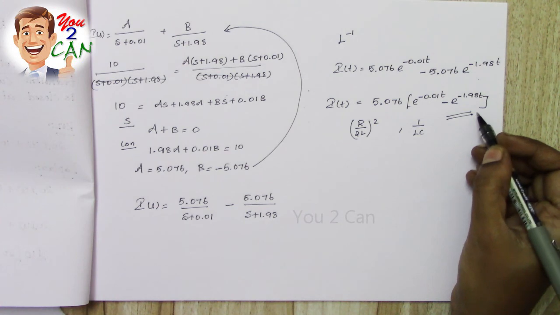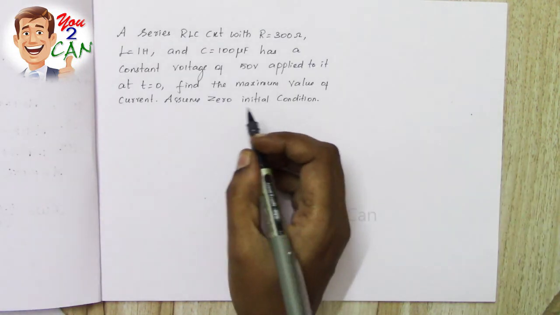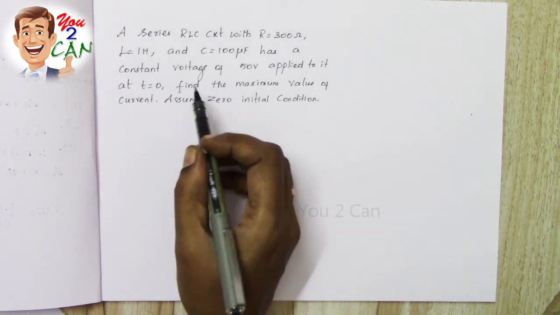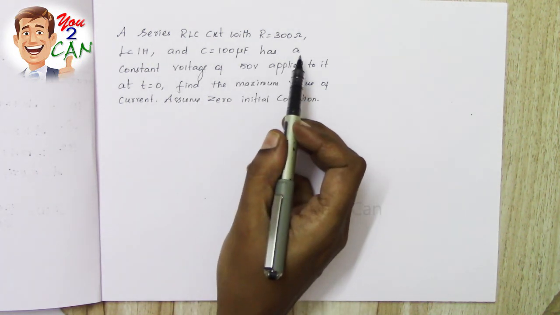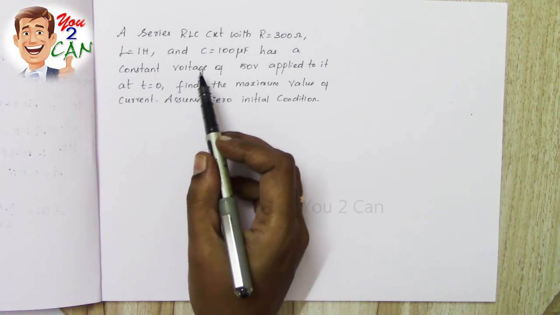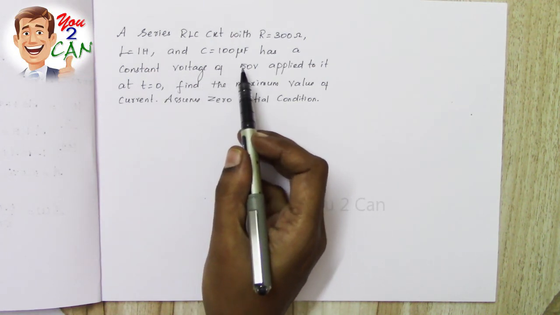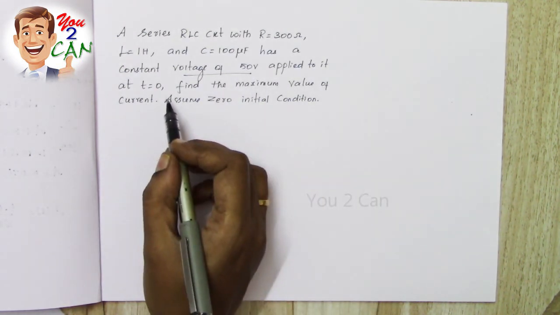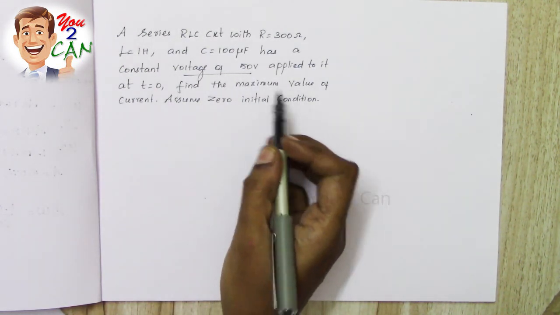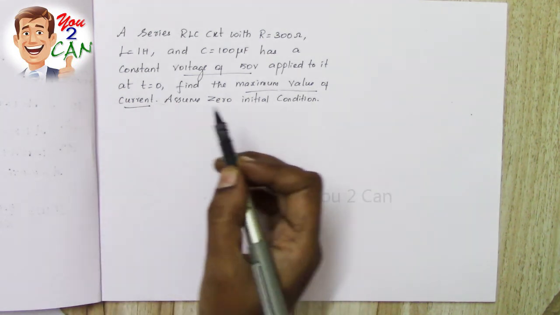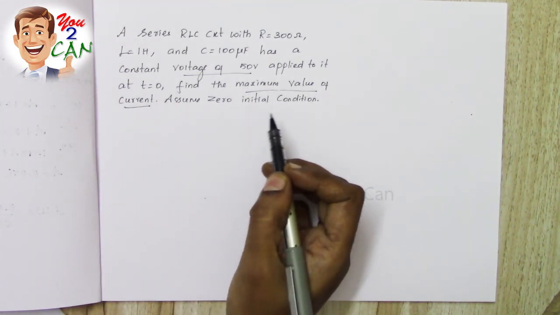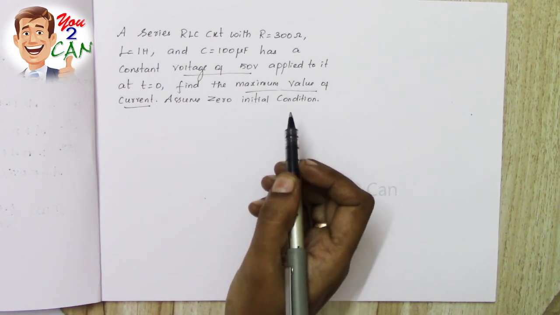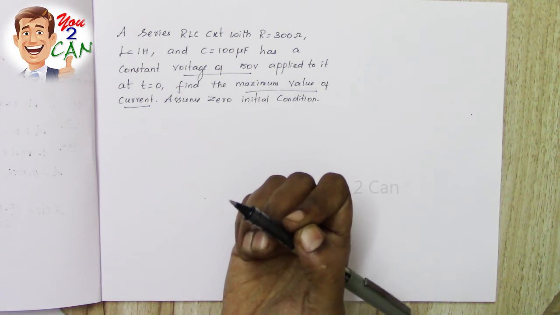Hope you have understood this problem. Let's solve another problem in RLC DC transients. Here, a series RLC circuit with R equal to 300 ohm, L equal to 1 Henry and C equal to 100 microfarad has a constant voltage of 50 volt applied to it at t equal to 0. You have to find the maximum value of the current. So first you have to find the transient current expression, then you have to find the maximum value of the current. So as usual, proceed with it.